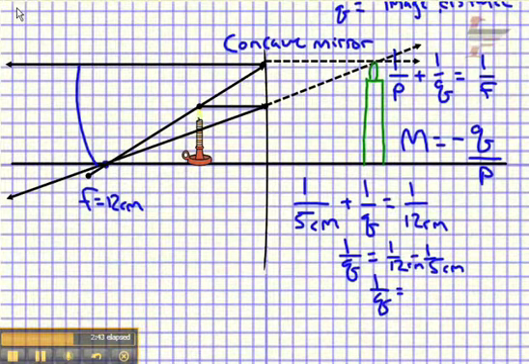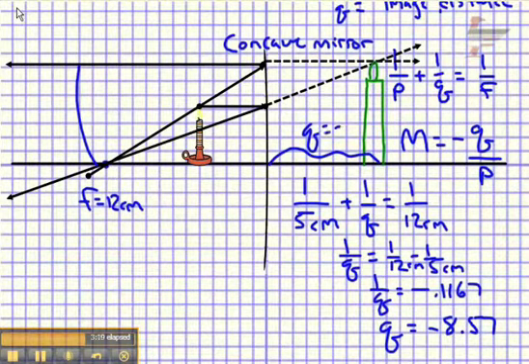Solving on your calculator for that, you'll get negative 0.1167. And if we invert that, Q is going to equal negative 8.57, which is pretty close to our ray diagram's location. The negative sign tells us that it's a virtual image because Q is negative for objects which are located behind the mirror.